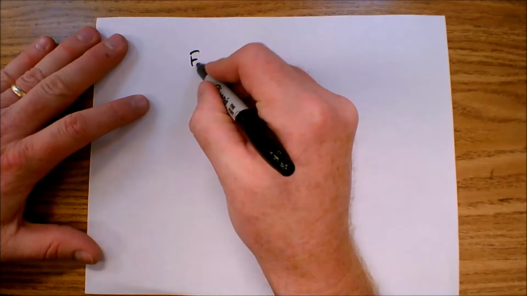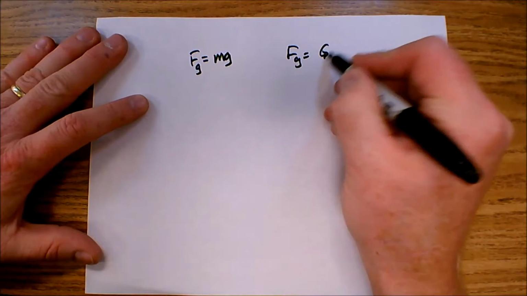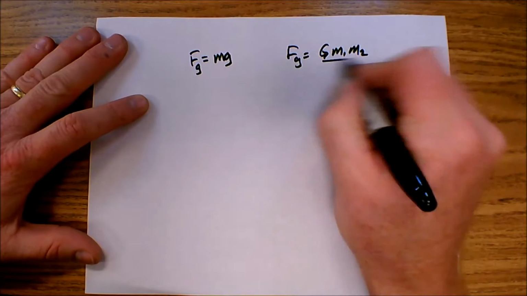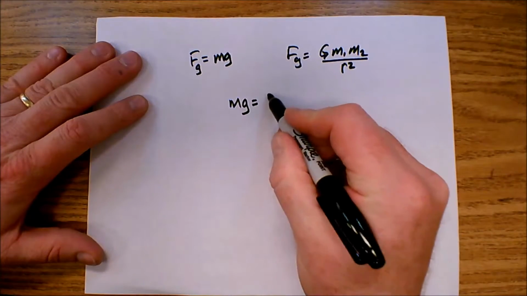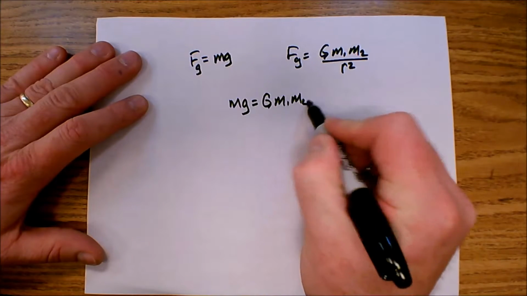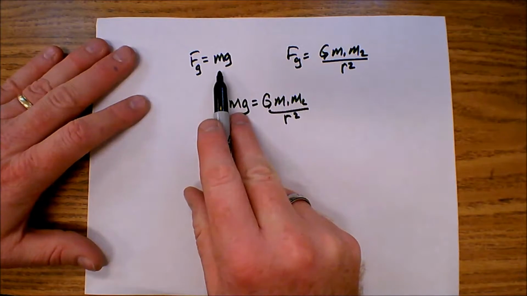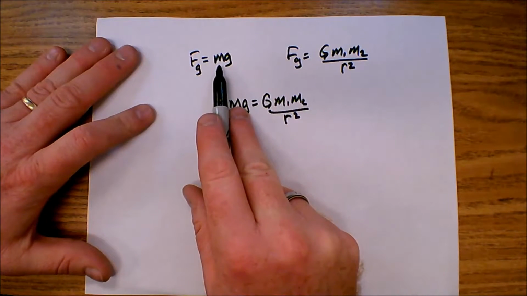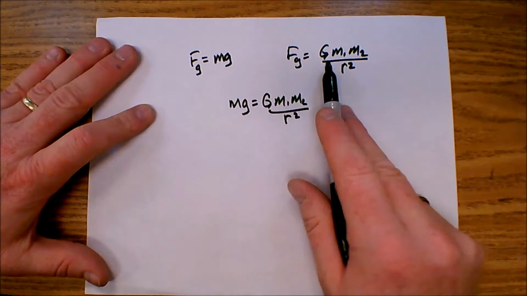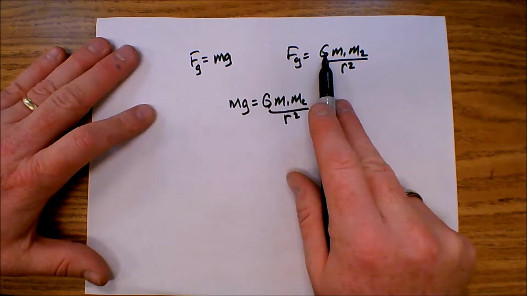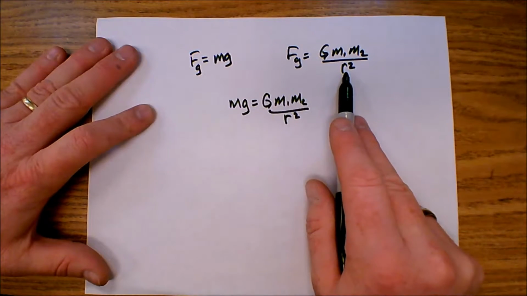So here, let's take force of gravity equals mg, and force of gravity equals big G m1 m2 over r squared. Let's set them equal: mg equals big G m1 m2 over r squared. Now, here we're talking about the weight of an object. Say we have an object near the Earth's surface. So this is the mass of the object and the acceleration of gravity near the Earth's surface. This would be big G, the universal constant, mass of the object, mass of the Earth, divided by r squared.